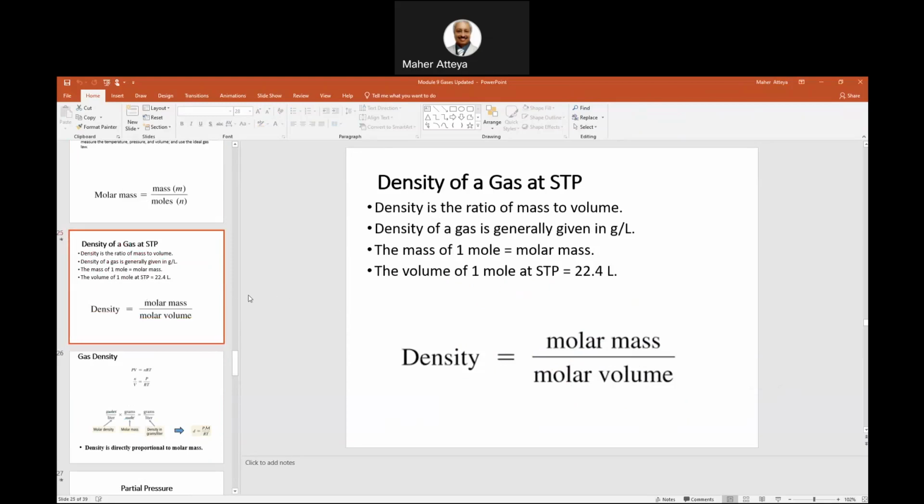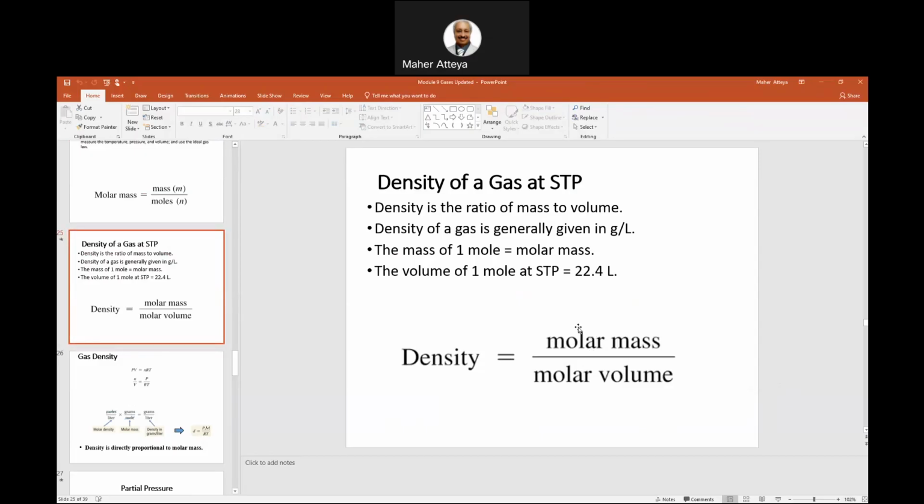So density, what is the density? Density is a ratio. The same thing: moles are the ratio between mass and molar mass. Density is a ratio between mass and what? Volume. Anytime I have a mass over a volume, I deal with the density. It's a ratio, nothing else. It's a ratio between mass over volume. So that's the density here.